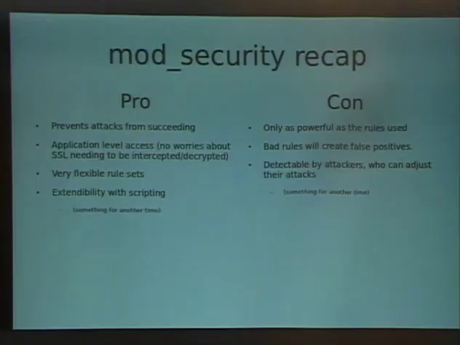Like I mentioned, if you just download stuff from GotRoot or OWASP and it's last year's rule sets, you won't be preventing any new attacks. So always keep up to date with all your stuff. Also, as I mentioned, bad rules will cause false positives. And it is detectable by attackers, so they can simply change their attack methods. They're going to get around your rule set, and it's going to keep that game going.